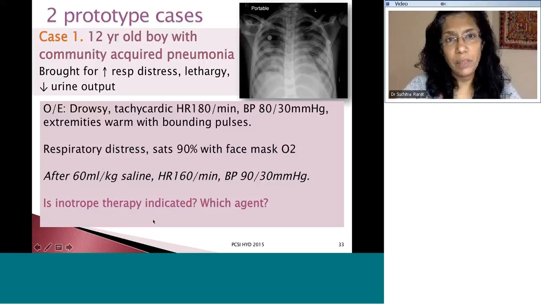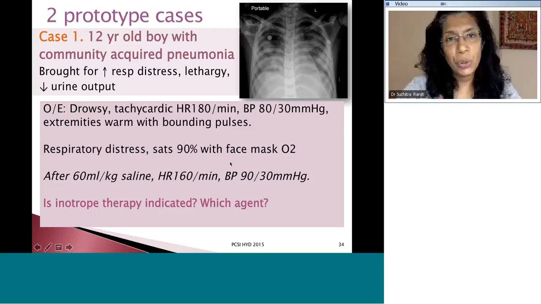So let's look at this patient, coming back to our two cases: a 12-year-old with community-acquired pneumonia. He's brought in with increased respiratory distress. He's got big patches on his chest X-ray. The heart may be a little borderline increased, it's hard to say. He's got lethargy, he's drowsy. He was tachycardic. His blood pressure is fairly low for his age. And he's got evidence of warm shock.